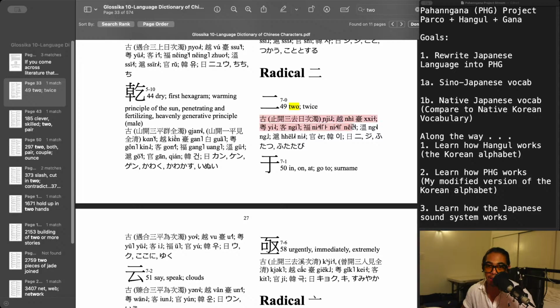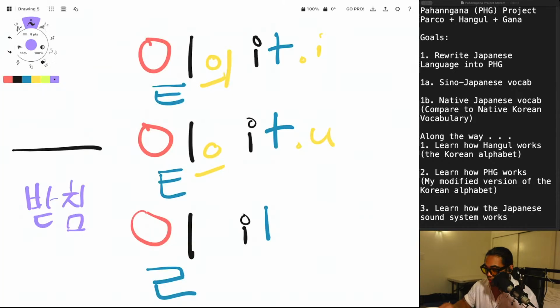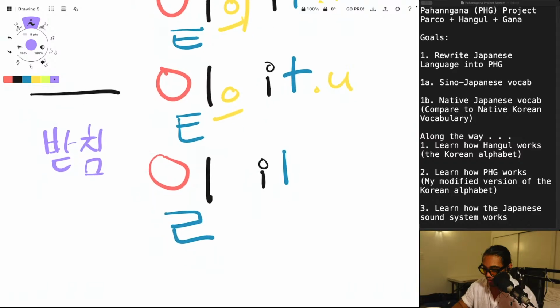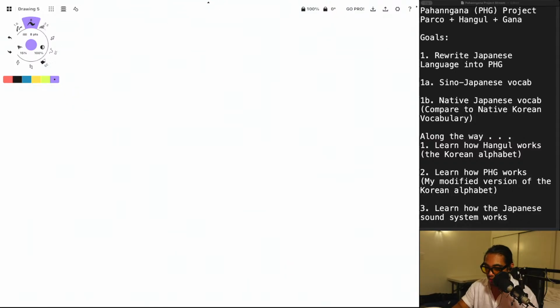And if we compare it to the other languages, ni. So this is the reconstruction. I'm not sure how you would pronounce this. Ni, something like that. I don't know. So let us write that out, and let us write our next one, our character for number 2. Okay, so what was it? We have ni and ji.